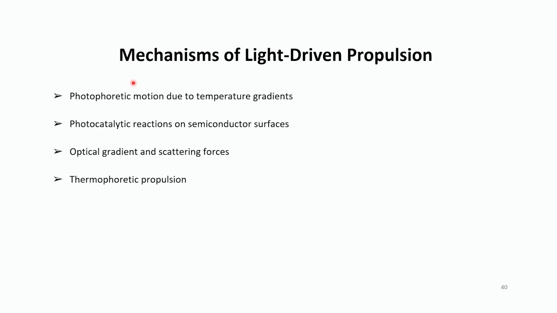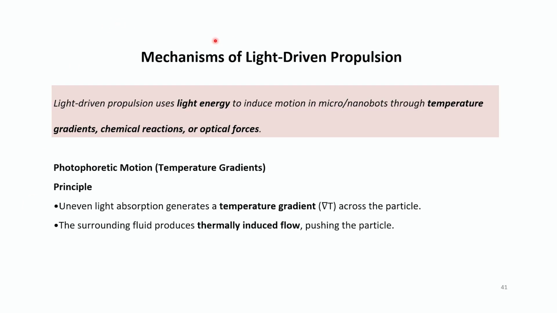So in light driven propulsion there is photophoretic motion due to temperature gradients, then photocatalytic reactions on semiconductor surfaces, or optical gradient and scattering forces that we are going to study in detail, and then thermophoretic propulsion. So let's start with the mechanisms of light driven propulsion. Light driven propulsion uses light energy to induce motion in micro nanobots through temperature gradients, chemical reactions, or optical forces.